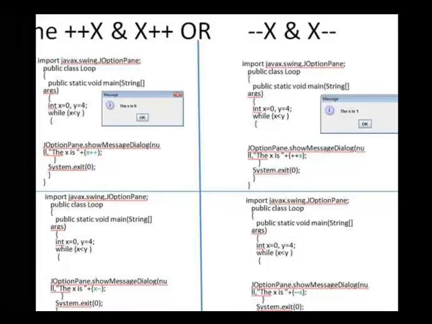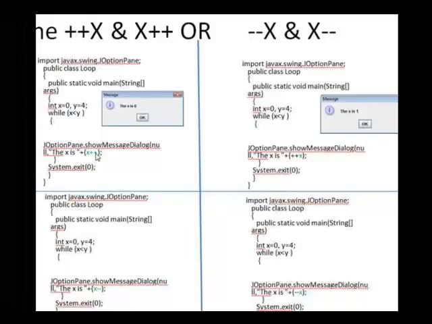With plus plus x and x plus plus, we can see the difference right here. It is the same program that we had before, but right here x is 0. When I say display the dialog box and the value is x plus plus, first it executes the output, then increments the x. So as a result you're going to see that the x is 0.